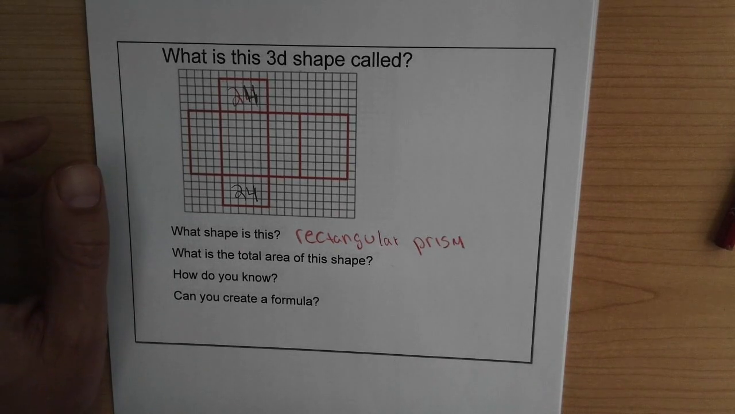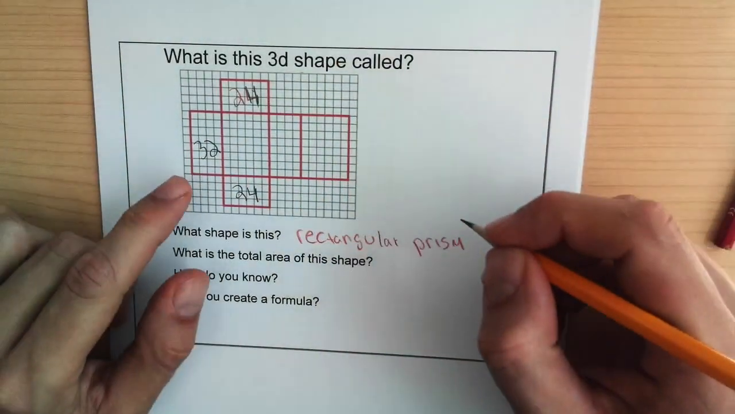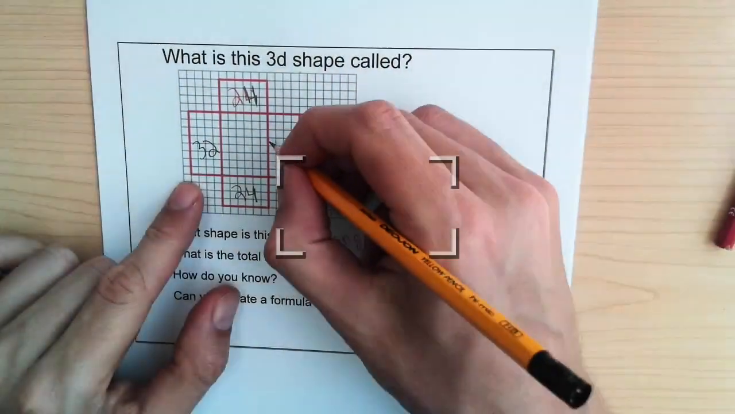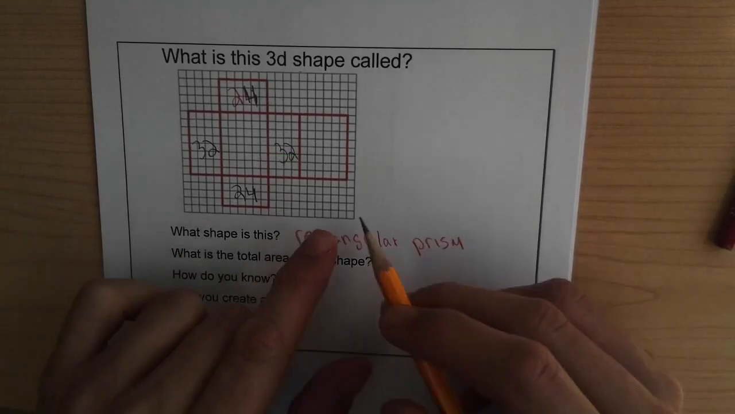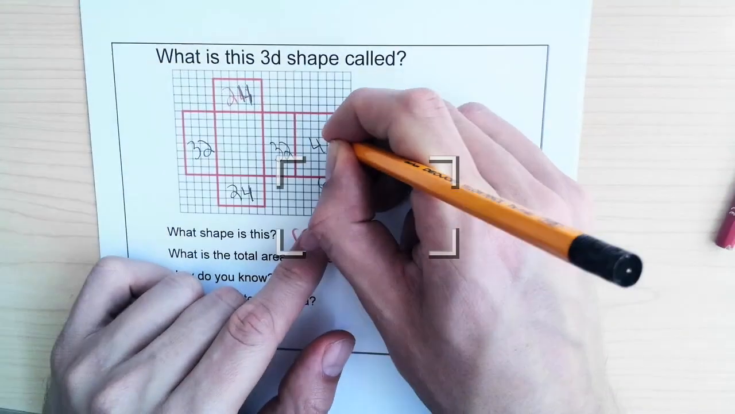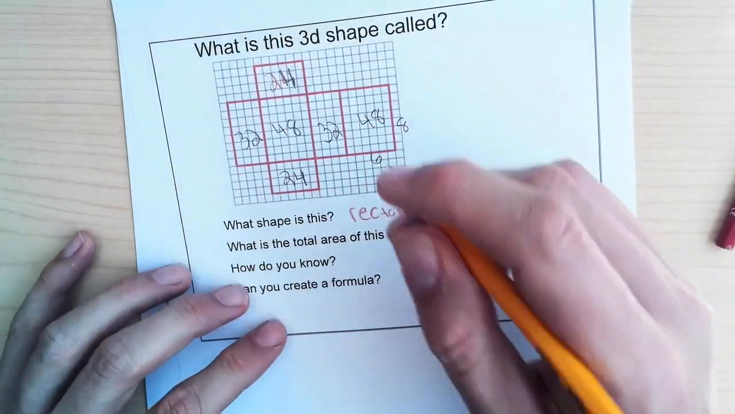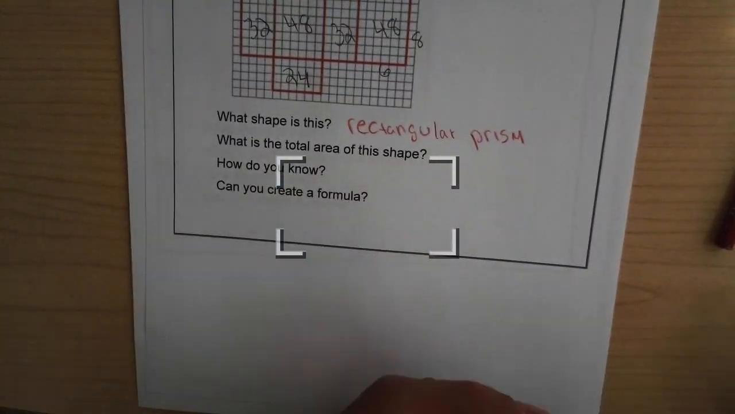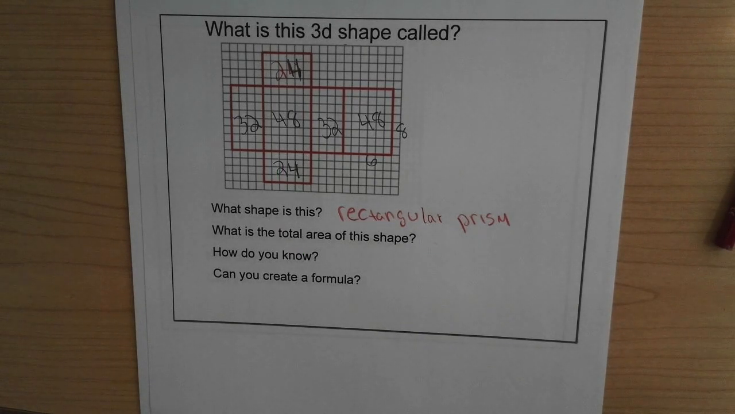Let's see what else I can add up here. This is 4 by 8, and 8 times 4 is 32. This is congruent to this, so this is also going to be 32. And then this shape here is 6 by 8, so that'll be 48 squares. Since these two are congruent, I can make this 48 as well. So now I've figured out all the different areas of my rectangular prism. I can go ahead and add those up. So go ahead and add up all the areas of the rectangular prism.